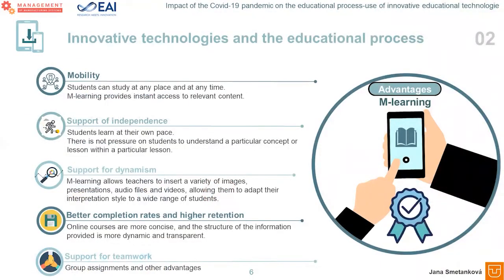The use of M-learning has many advantages, for example, mobility. Students can study at any place and at any time. M-learning provides instant access to relevant contents. The next advantage is support of independence. Students learn at their own pace. There is no pressure on students to understand a particular concept or lesson within a particular time.